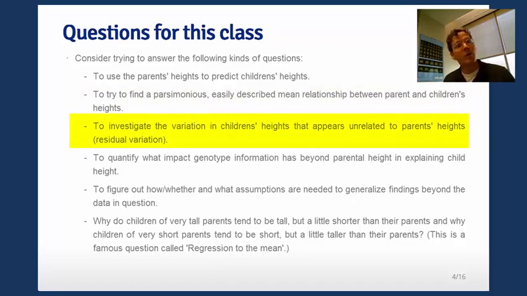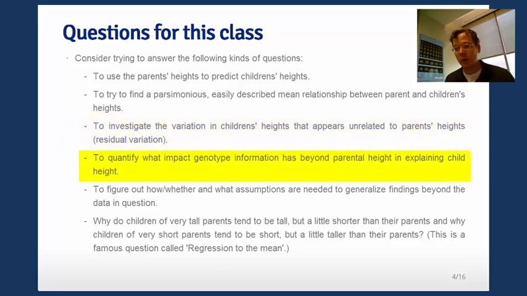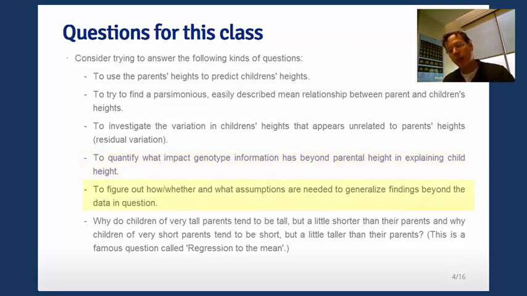We can talk about variation that's unexplained by the regression model, the so-called residual variation. We can quantify the impact that things like genotype information has beyond parental height in explaining child height, and that's related to this European Journal of Human Genetics paper that looked at what residual variation was left after using parental height, or what residual variation was left after using genetics.